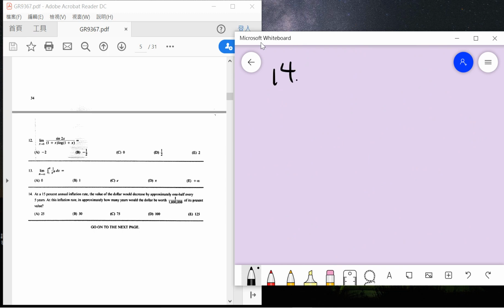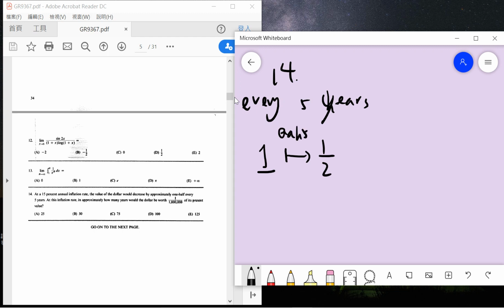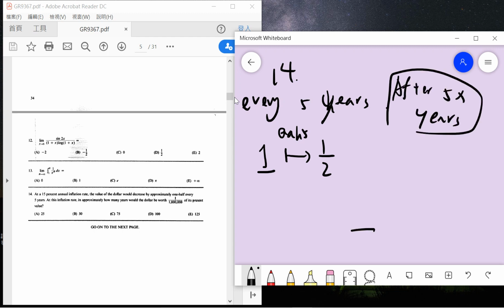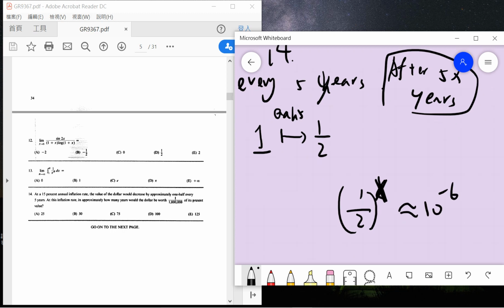14 is also easy. At 15% annual rate, it tells you that every 5 years the value of the dollar will become half. So basically, if you start from 1, then it will become half every 5 years. So after 5x years, it will become half to the x power. And he asked about half to the x power being close to 10 to the negative 6.